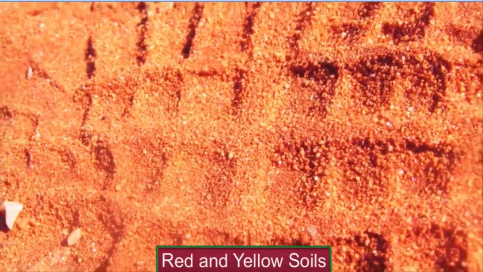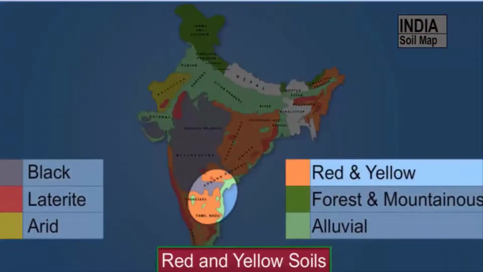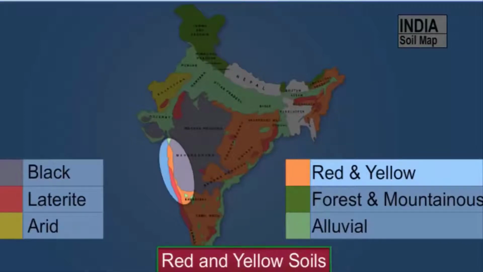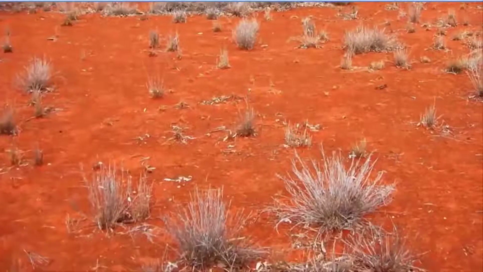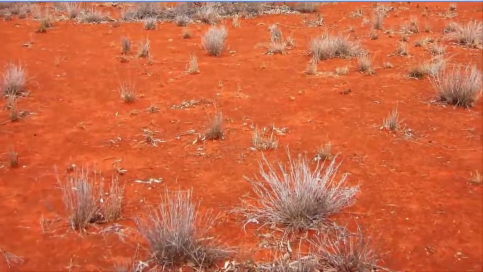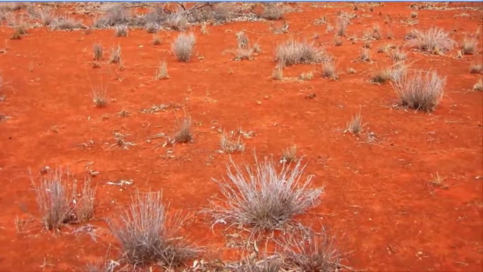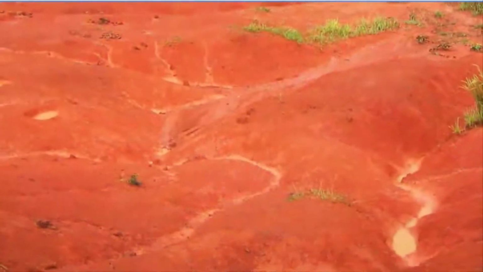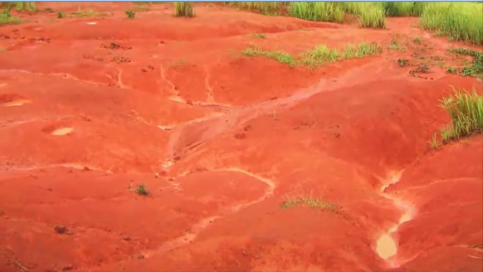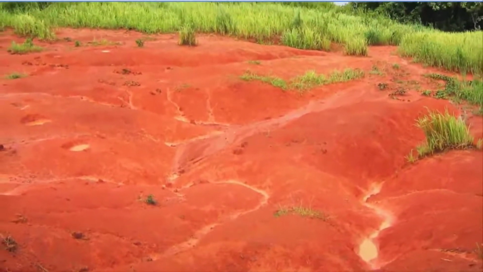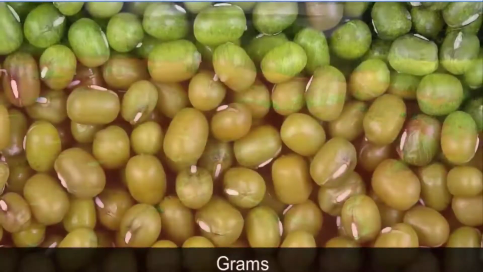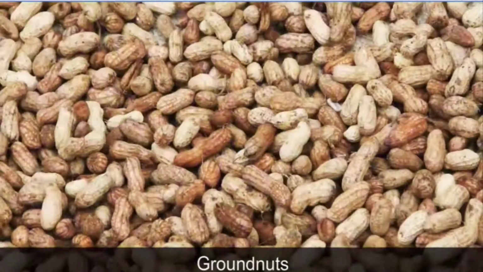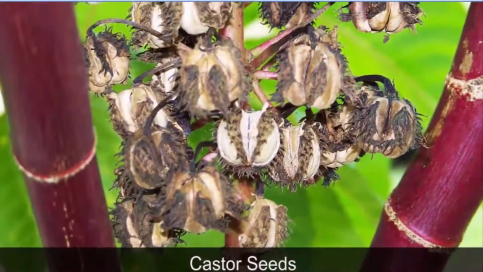Red and yellow soils are found in southern and eastern parts of Deccan Plateau, southern Gangetic Plains, along the western Ghats, and some parts of Orissa and Chhattisgarh. The red color is due to the presence of iron in the rocks from which the soil was formed and appears yellow when wet. The high iron content makes this type of soil good for cultivating various types of grams, groundnuts, and castor seeds.